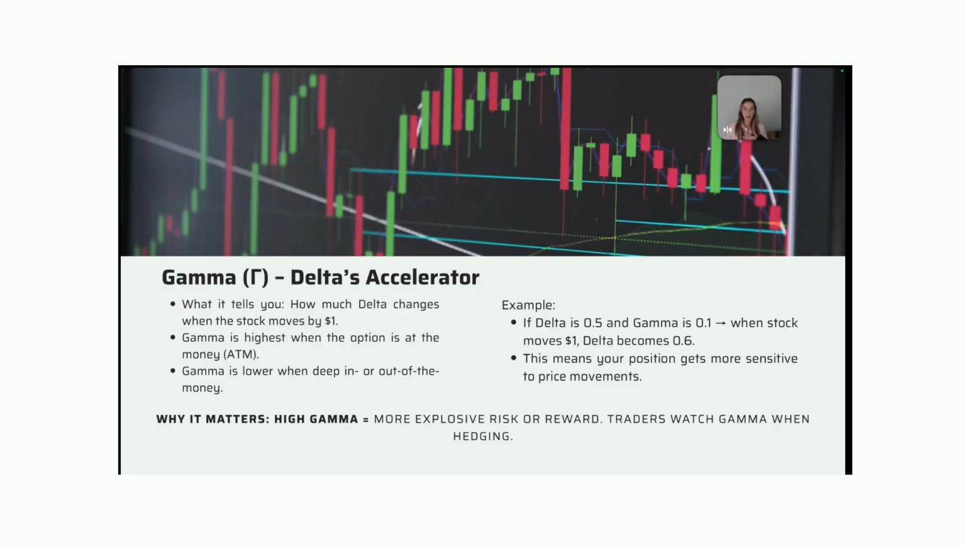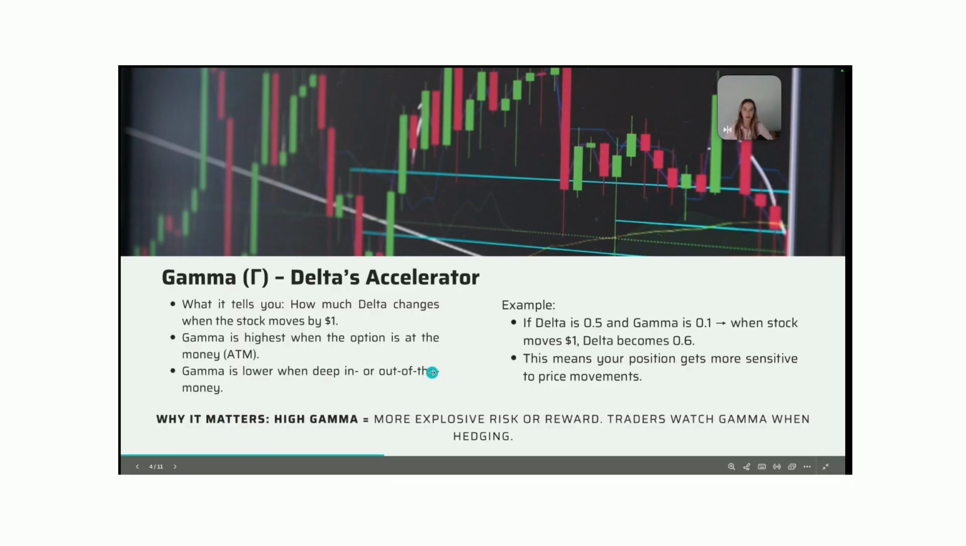So let's say Tesla's trading at 300. We buy contracts for 330 calls. That is far out of the money. Your gamma is not going to be as high. Same as if you had Tesla call contracts at 280. Those are going to be deep in the money. So your gamma, again, is not going to be as high. It's not going to be trying to accelerate your delta.